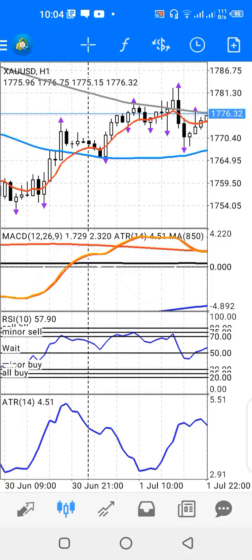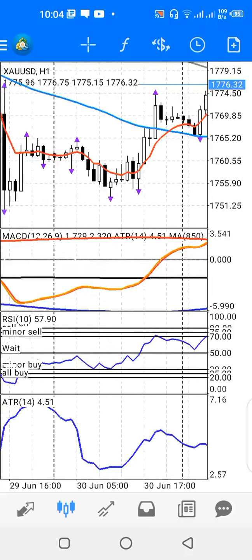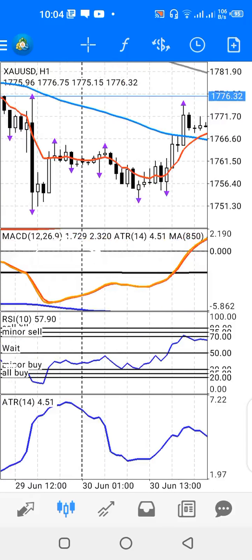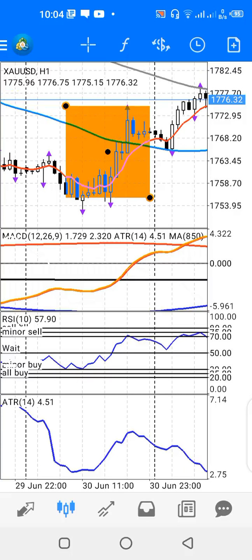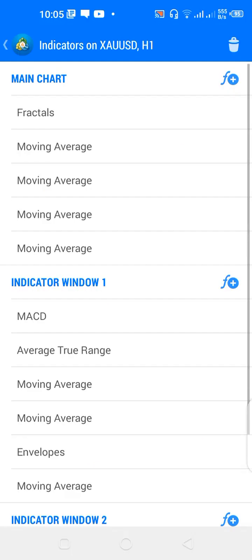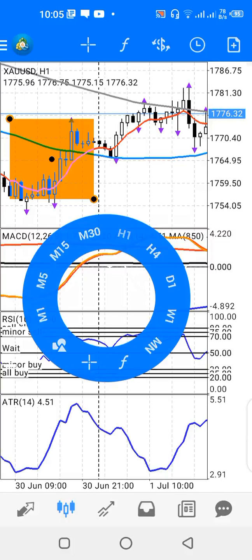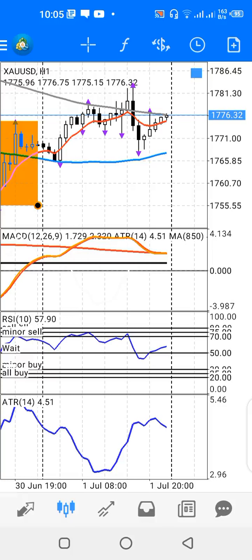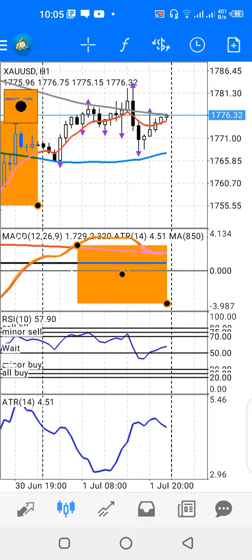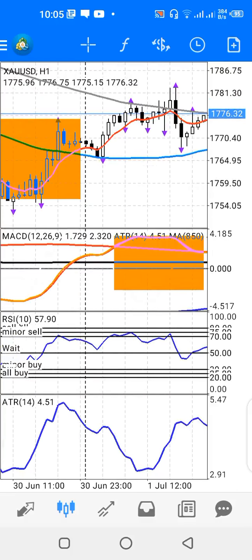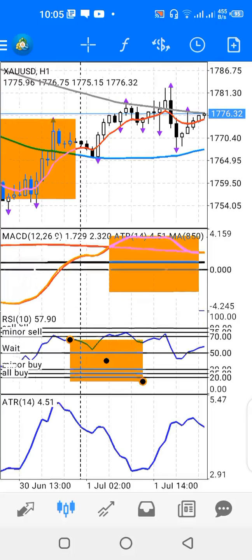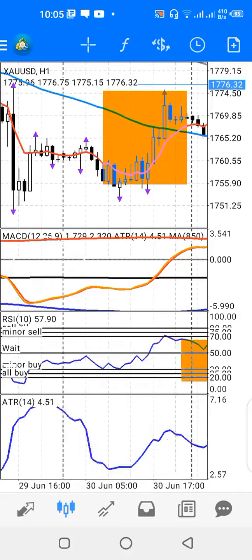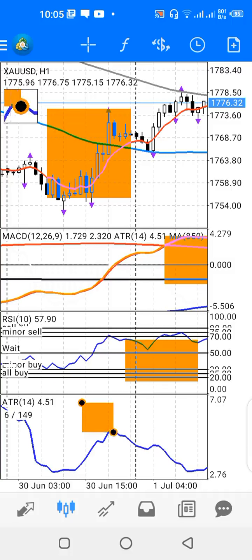All right, on my screen I have four windows. The first window is my main window. Then I have indicator window 1, indicator window 2, and indicator window 3.